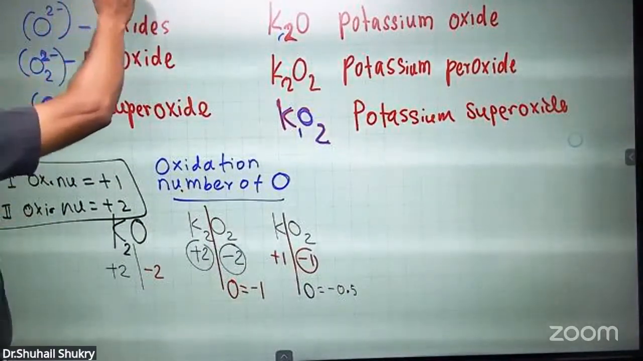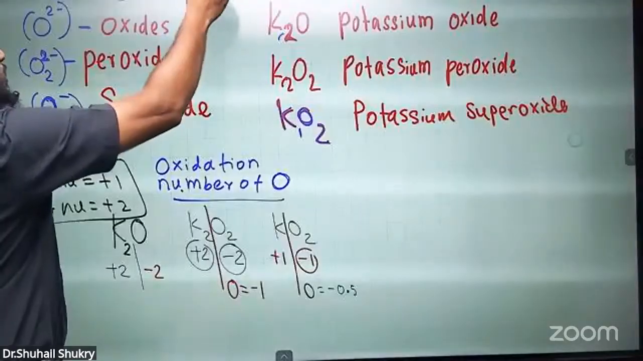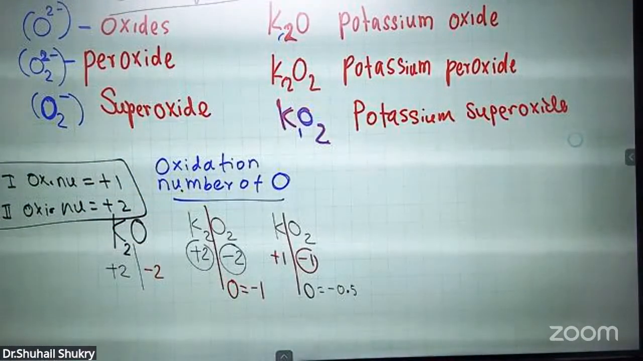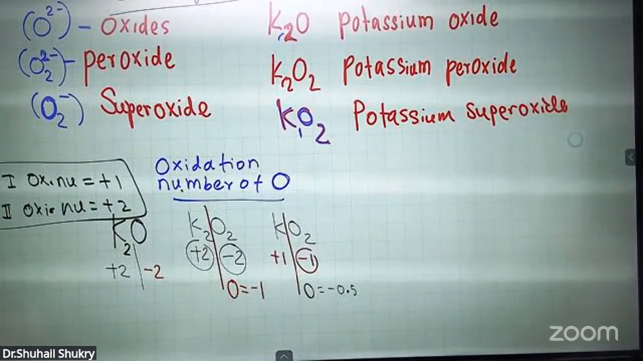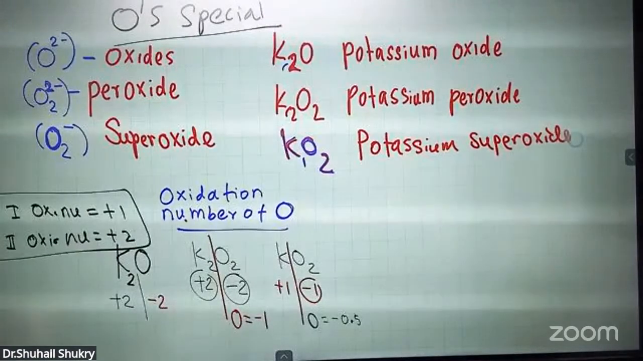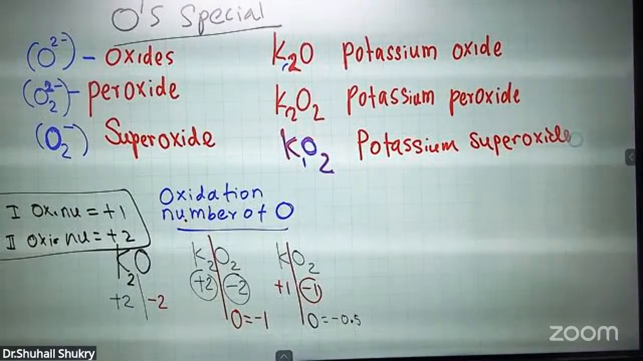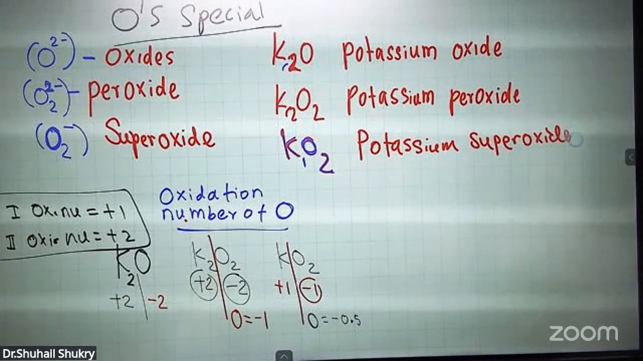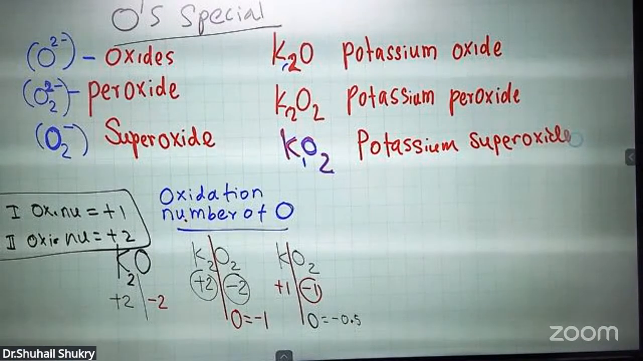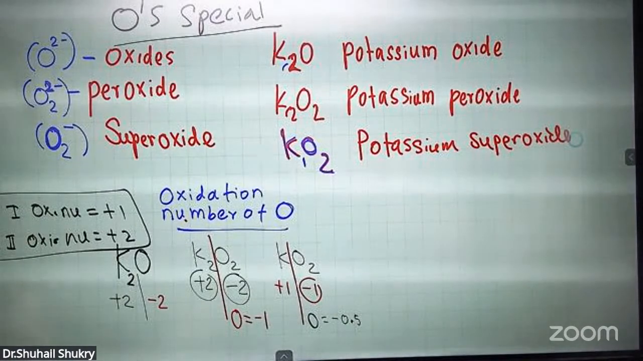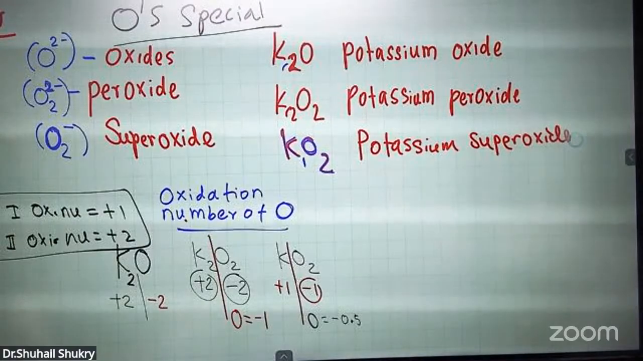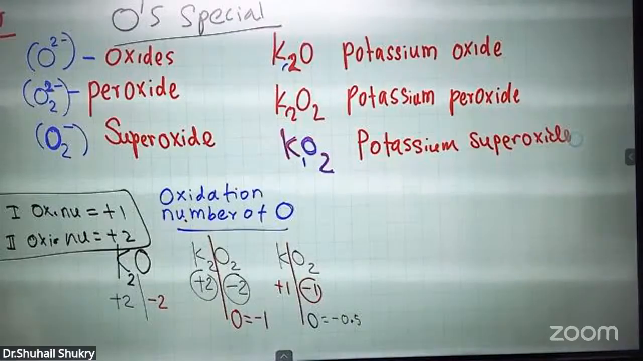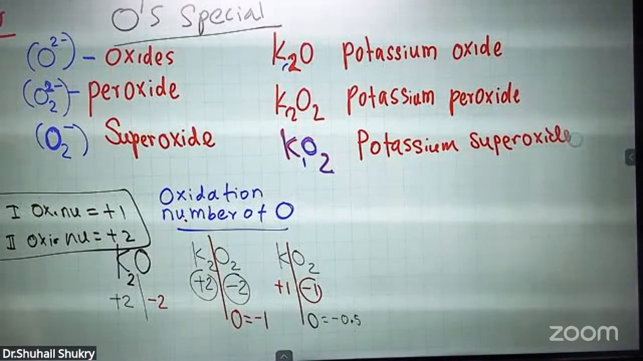Beautifully write this under the heading: oxygen special. Right, now write these things very neatly, each and everything. Under this, put the oxidation numbers also. Oxidation number, ON. You just put: oxides -2, peroxide -1, superoxide -0.5.